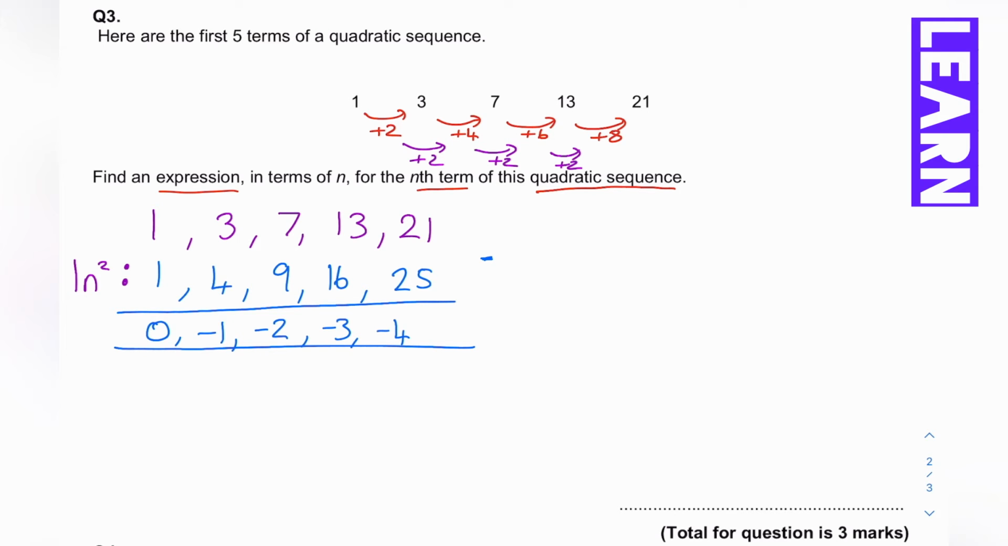What we're left with here is a linear sequence. So we just need to work out the nth term of this linear sequence. So now you can check out my nth term of a linear sequence video if you don't know how to do this.